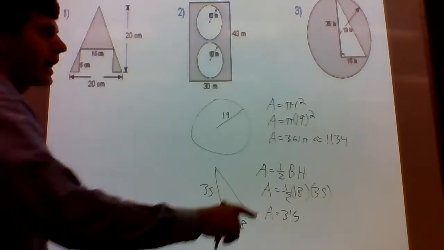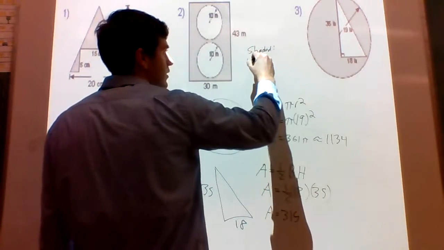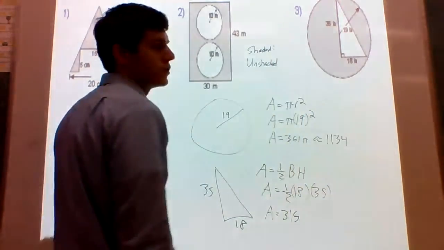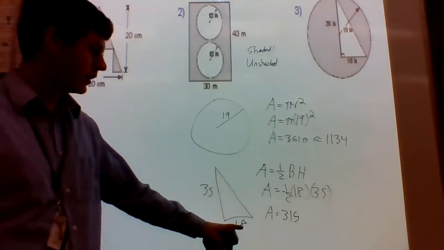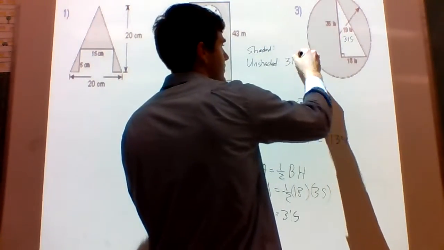So again, if we're asked what is the area of the shaded region and the area of the unshaded region, we know the unshaded region is the triangle. So the area of the triangle is 315, so the area of the unshaded region is 315.